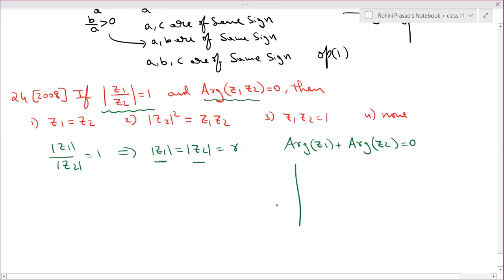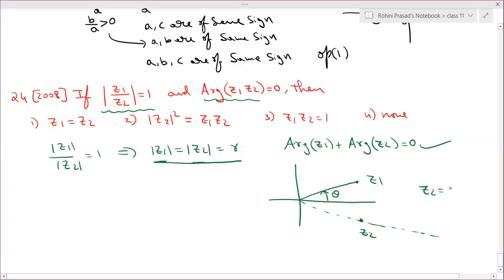Then what is the meaning of it? One number's argument is the negative of another. So this is Z1, suppose. Its argument is theta, and Z2's argument should be minus theta. So Z2 can be anywhere on this line in general, if you only consider this condition. Z2 can be here or here or here. But if you look at the other condition, the magnitude should be the same. So Z2 must lie here only, such that the length of the line from origin to that point, the magnitude of Z2, is also same as that. That means basically Z2 is the conjugate of Z1.